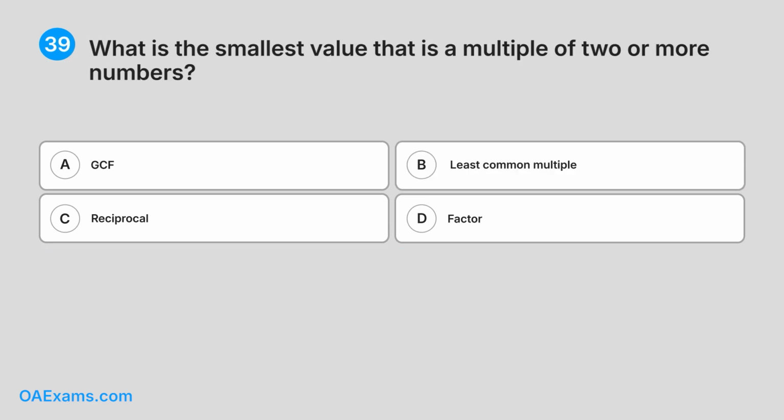39. What is the smallest value that is a multiple of two or more numbers? A. GCF. B. Least common multiple. C. Reciprocal. D. Factor. Do you know the answer?